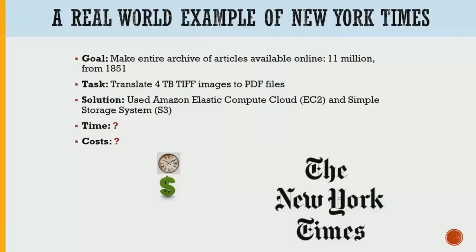Just to give an example, in 2006 the New York Times used the Hadoop framework to convert 11 million articles that were stored as TIFF images to PDF files using a Hadoop cluster. They could do the same thing on Amazon Cloud in less than 24 hours by just paying $240. And those 11 million TIFF images were from 1851.